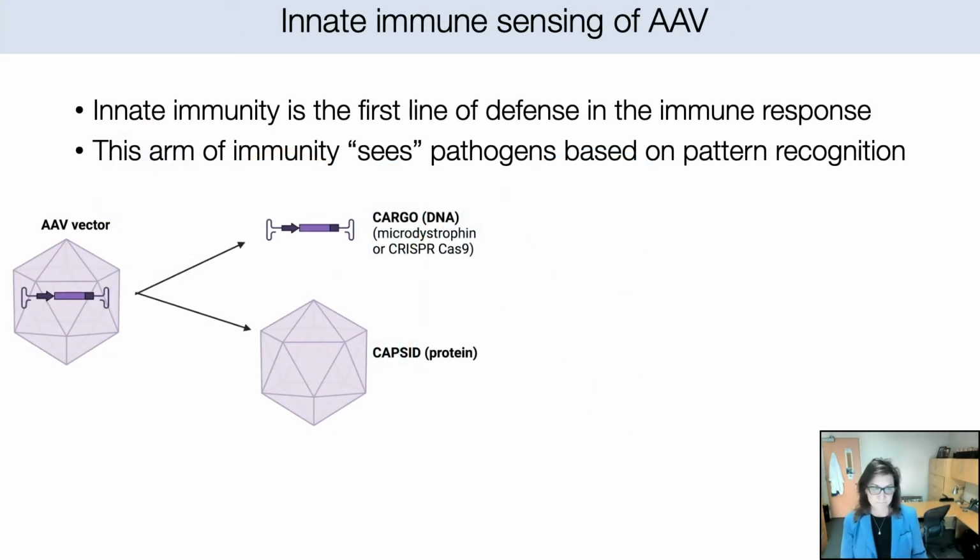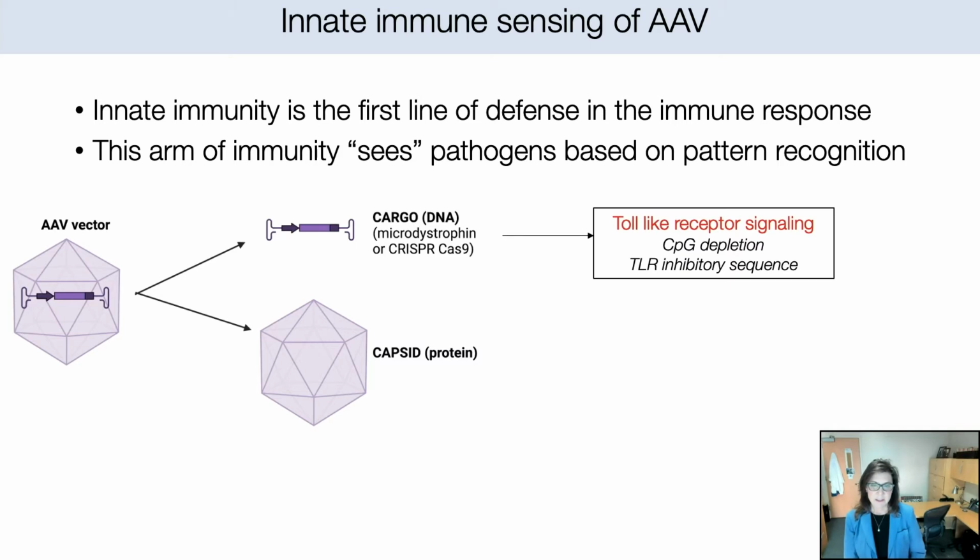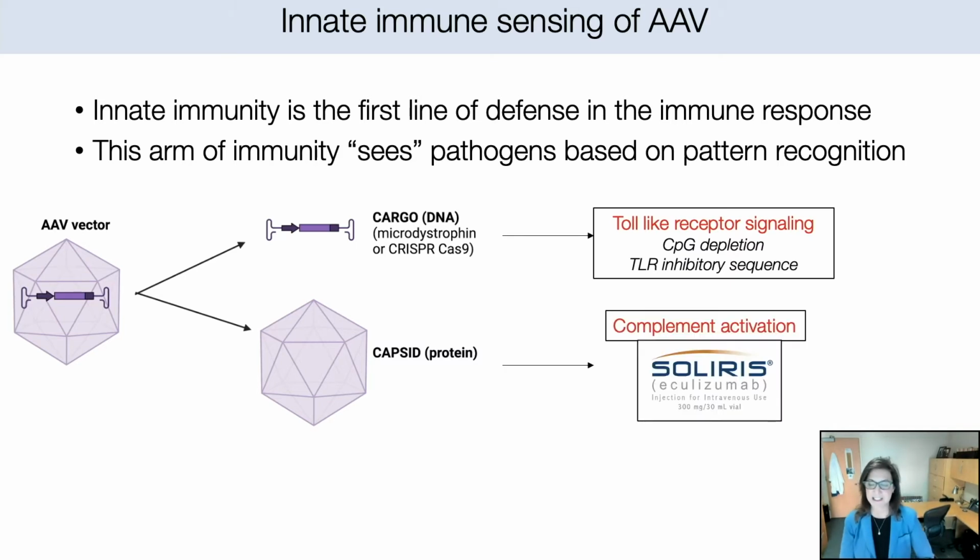And so innate immunity is what I'm going to talk about first. This is the first line of defense that our body uses to see pathogen. And it's based on pattern recognition. So there are two main components of innate immunity that are being seen by the human immune system. And these two components are toll-like receptor signaling and complement activation.